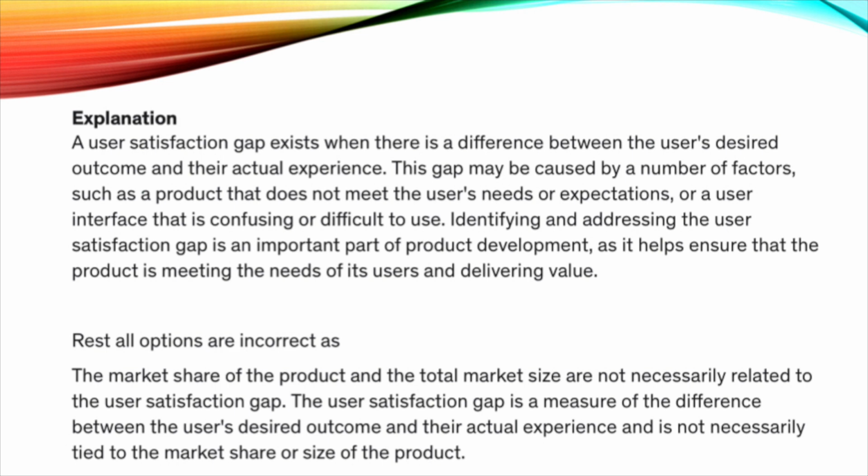Explanation. A user satisfaction gap exists when there is a difference between the user's desired outcome and their actual experience. This gap may be caused by a number of factors, such as a product that does not meet the user's needs or expectations, or a user interface that is confusing or difficult to use. Identifying and addressing the user satisfaction gap is an important part of product development, as it helps ensure that the product is meeting the needs of its users and delivering value.